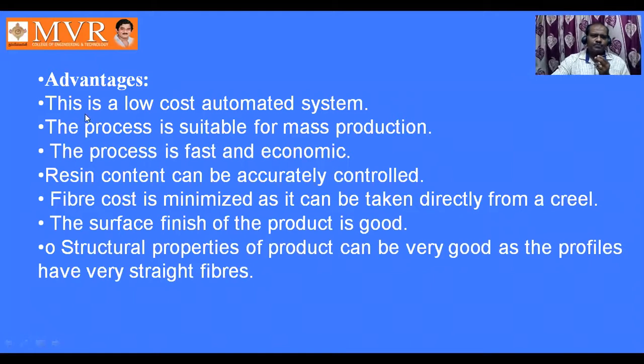Advantages: this is a low cost automated system. The process is suitable for mass production. The process is fast and economic. Resin content can be accurately controlled. Fiber cost is minimized as it can be taken directly from a creel. The surface finish of the product is good. Structural properties of the product can be very good as the profiles have very high, very straight fibers. These are the advantages of the pultrusion process.